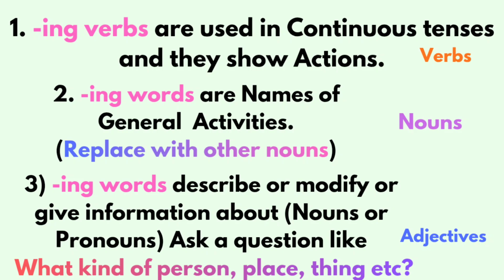Third point, ing words describe or modify or give information about nouns or pronouns. Ask a question like what kind of person, what kind of place, thing, etc. That's how you get to identify adjectives. Adjectives are always used before nouns and after nouns. I hope these 3 points are clear, right? In this video, we have talked about present participles. They have 3 functions: verb, noun, adjective.